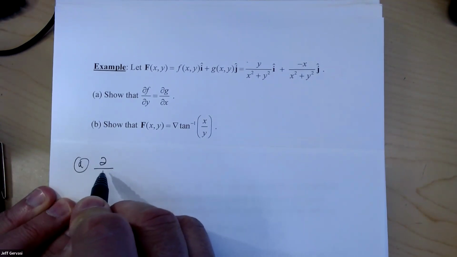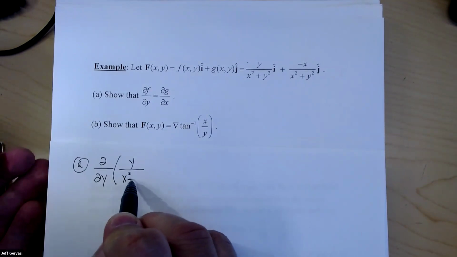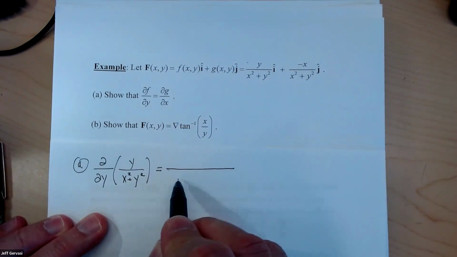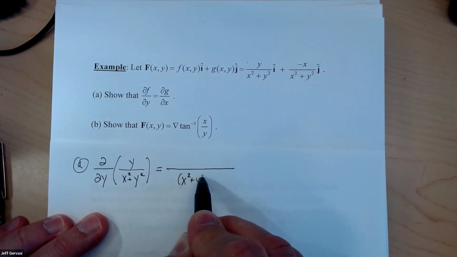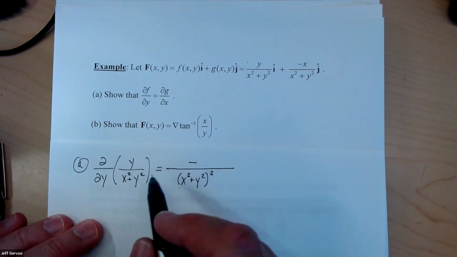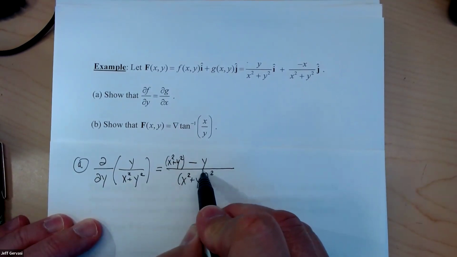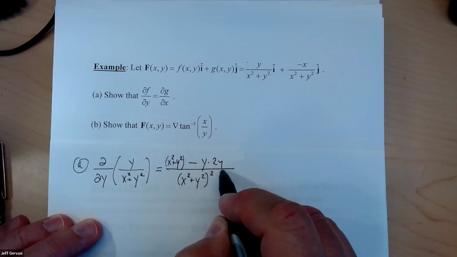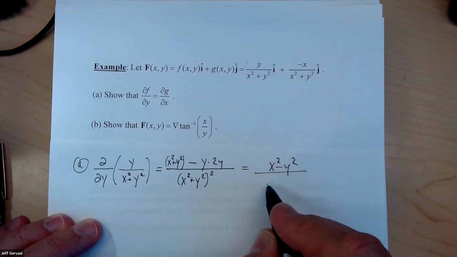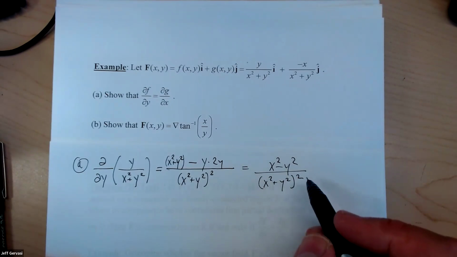I will take the partial of f with respect to y, and I'll use the quotient rule to do it. Okay. Now, the derivative of the numerator is going to be 1 times the denominator, minus the top times the derivative of the bottom, which would be 2y, and that will simplify to x squared minus y squared over this denominator. Okay, so far so good.